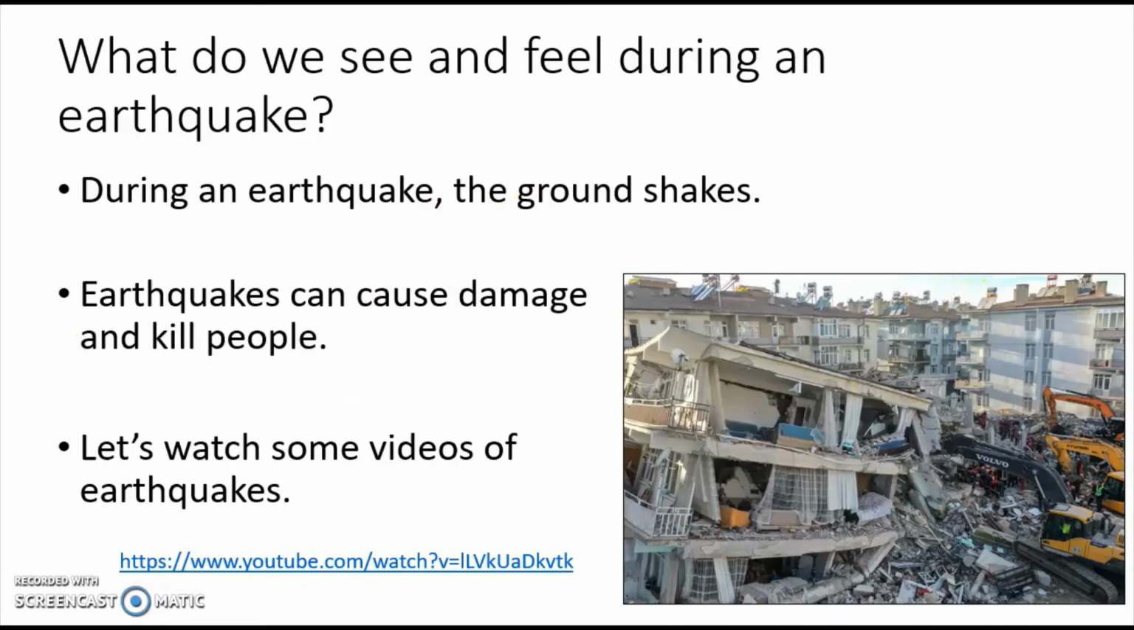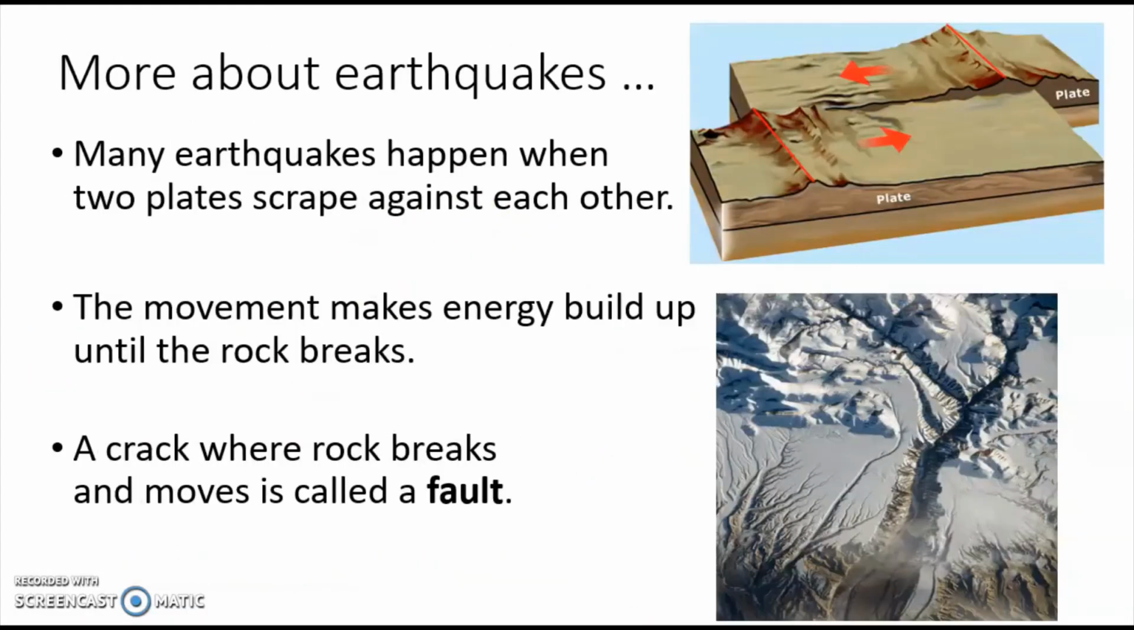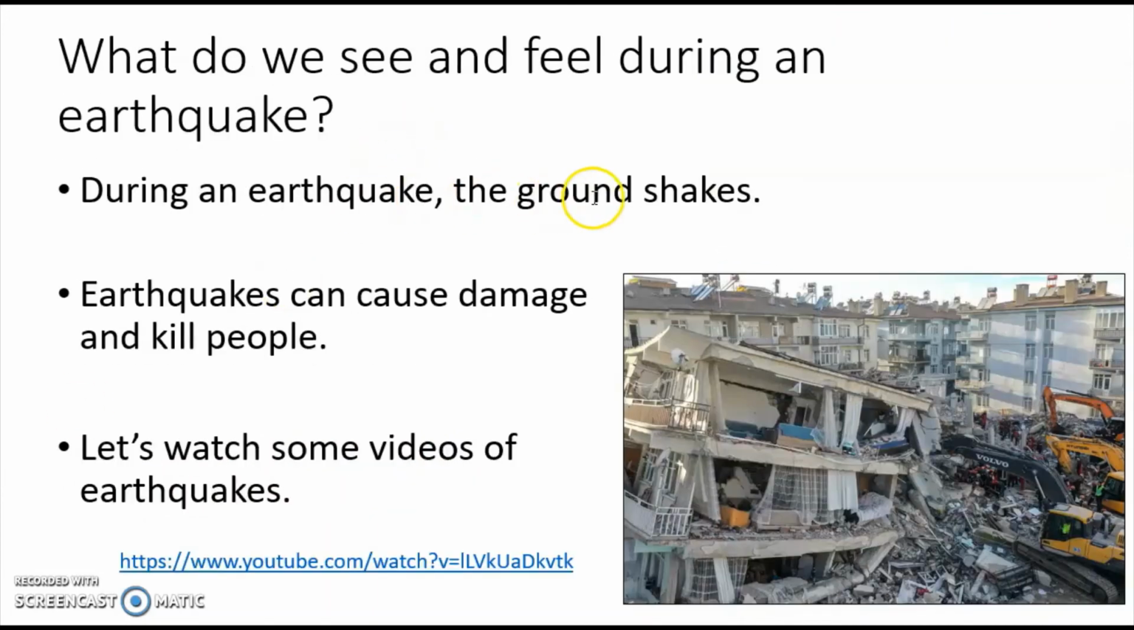Okay, so let's review what we've learned about earthquakes. Remember, the earthquakes happen when plates scrape against each other. That means they rub against each other. And the movement makes energy build up until the rock breaks. A crack where rock breaks and moves is called a fault. That's a huge fault line right here in this picture. Okay, and earthquakes are dangerous. They make the ground shake and they cause a lot of damage and can kill a lot of people.